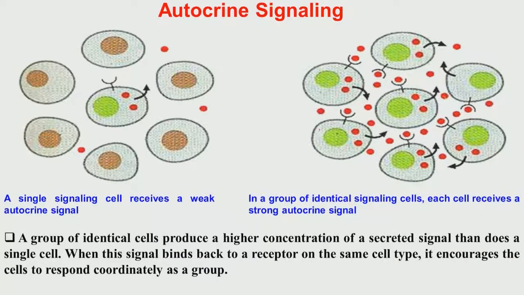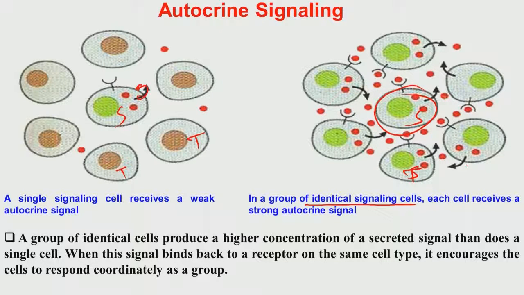Okay. Now, autocrine signaling essentially tells you that this is your source cell and this is your target cell. So, a single signaling cell receives a very weak autocrine signal. This is the autocrine signaling, and then a group of identical signaling cells, where source cell and target cell are the same: the central one is your source cell and all in the periphery are your target cells.